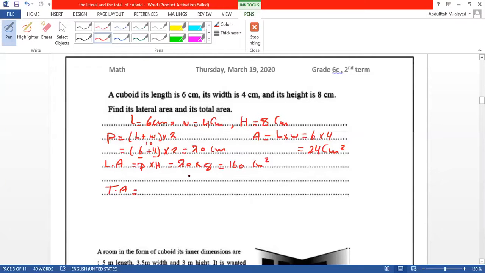So to find the total area, the same, no problem. As we mentioned before, lateral area plus 2 times the area equals 160 plus 2 times 24. Remember, this is plus, not multiply. This is plus and this is multiplied. Don't switch. So 2 times 24 is 48, and then 160 plus 48 gives the total area in centimeters squared.